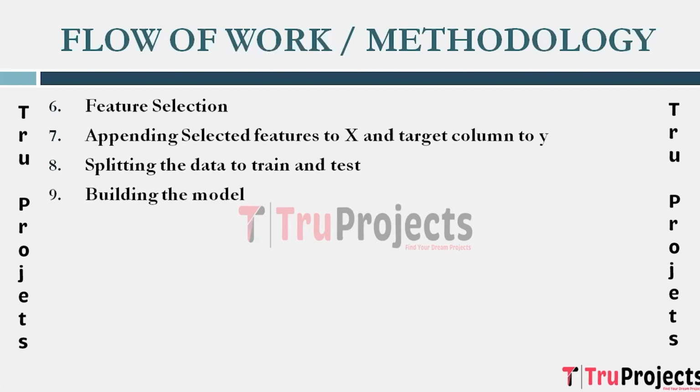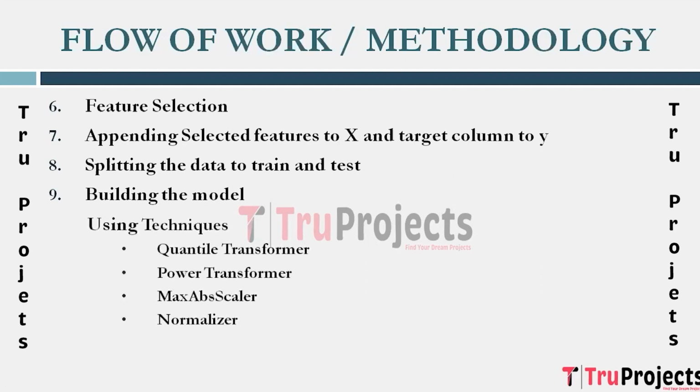Coming to building the model, this involves constructing a machine learning model for predicting ASD, and the 4 different techniques which are used for building the model are quantile transformer, power transformer, max abs scaler, normalizer. So coming to quantile transformer, it is a feature scaling technique used to transform features and ensure that they follow a uniform or normal distribution, addressing non-Gaussian distribution in the data.